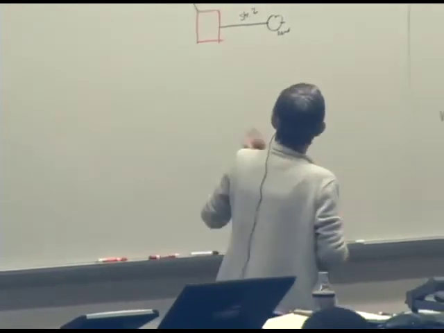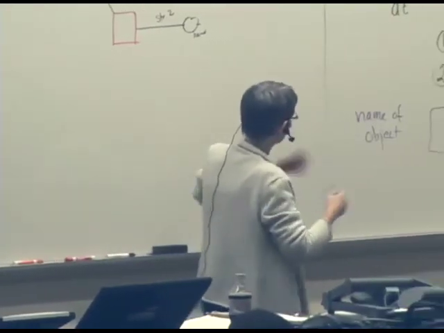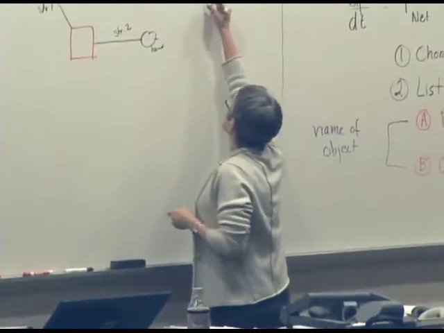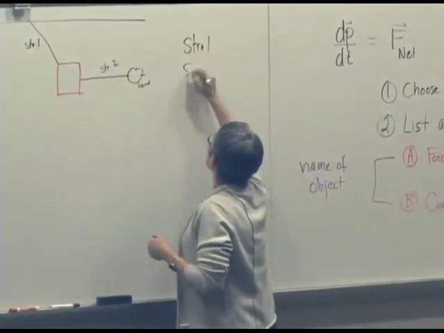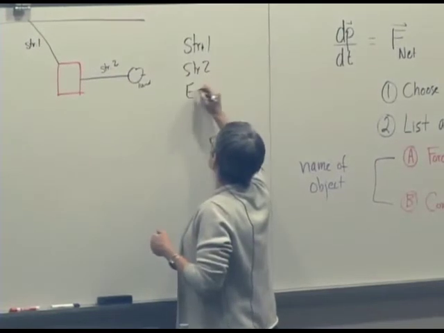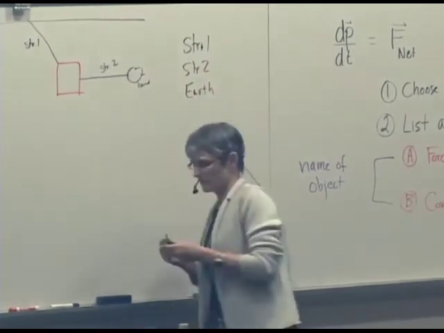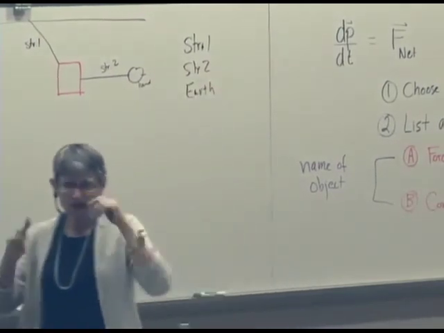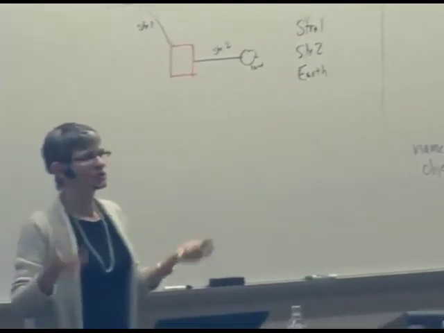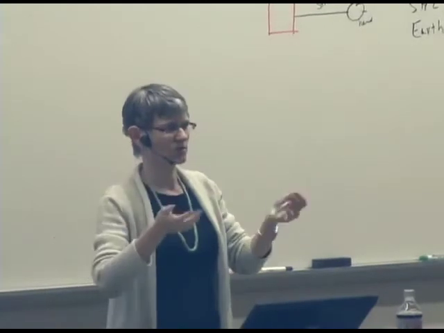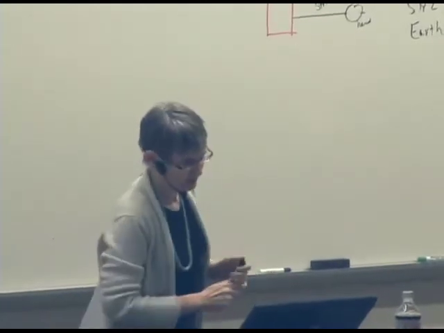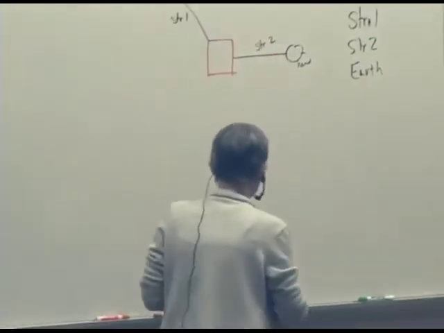So we've got all the forces. We've got a list: string 1, string 2, and the Earth. It's useful to record these things in a physics diagram because we want the directions to be recorded. So making a free body diagram helps us record the directions.